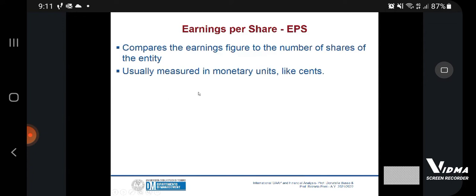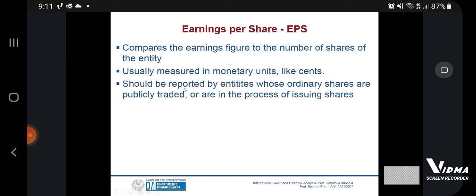Usually when we express the ratio, it is expressed in monetary units. For example, usually it is in cents, 25 cents per share or 50 cents per share. It depends on how large this figure and amount will be. Remember, it's not in percentage, it's not in times, 2 times or 3 times, it's not 2% or 3%, but usually it is expressed in cents or monetary units.